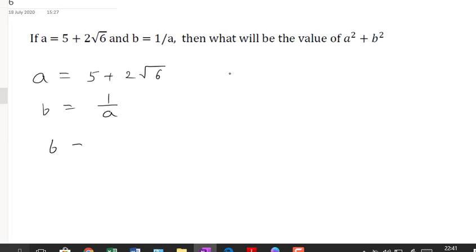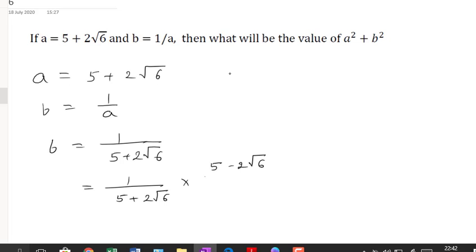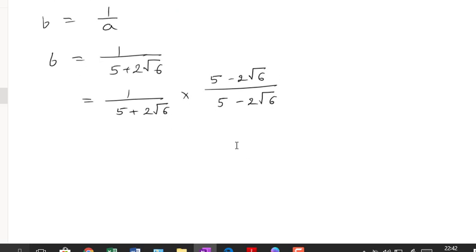B is 1 upon A, that is 1 upon 5 plus 2 root 6. I will rationalize it: multiply by 5 minus 2 root 6 divided by 5 minus 2 root 6. This will give me the value of B as 5 minus 2 root 6 whole divided by, A plus B into A minus B is A square minus B square, that is 5 square minus 2 root 6 the whole square.